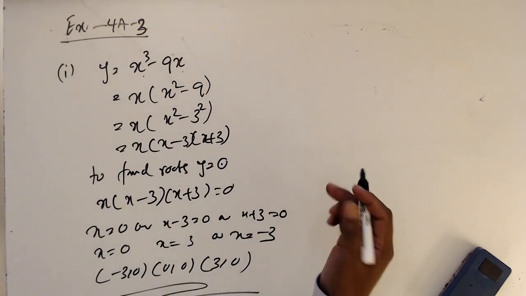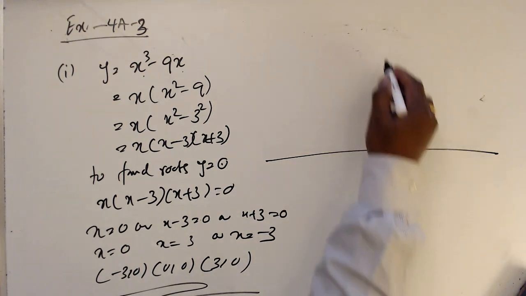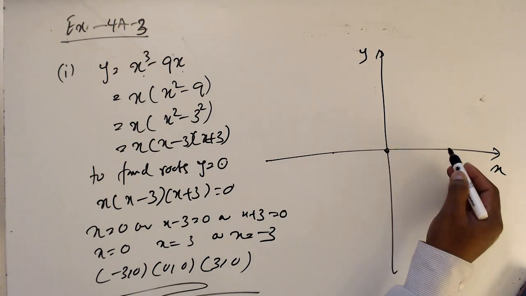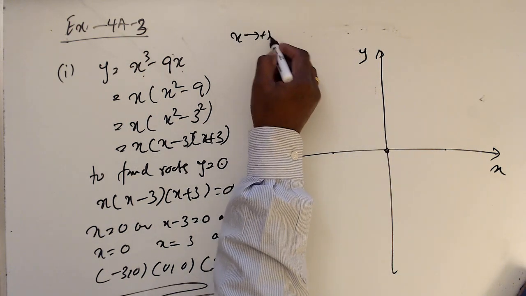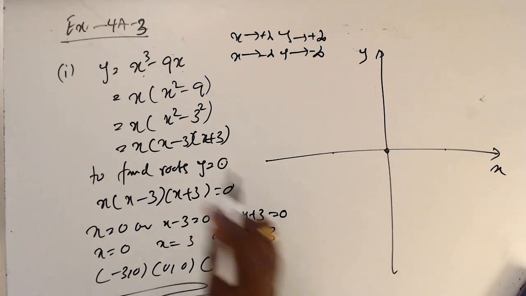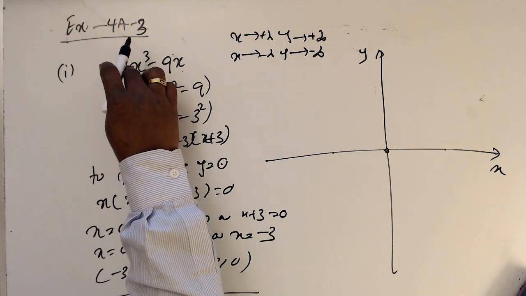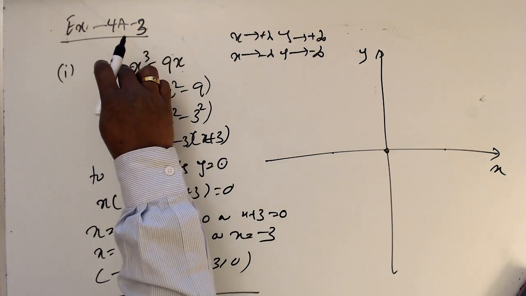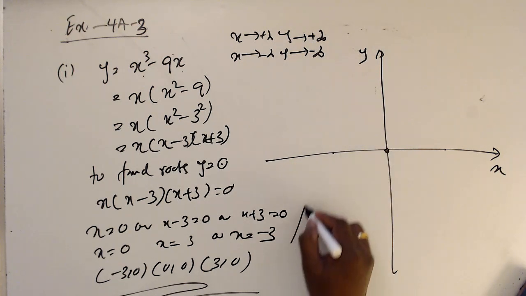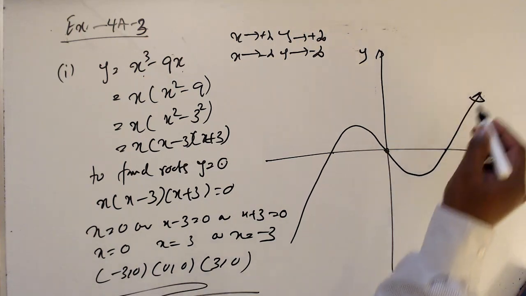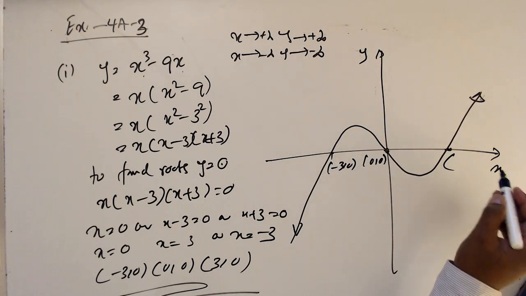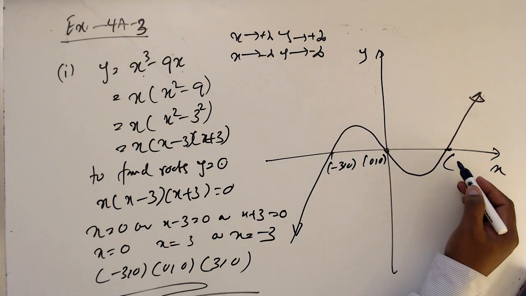And this is a positive coefficient, so the curve passes through (−3, 0), (0, 0) and (3, 0). We also know that as x goes to positive infinity, y goes to positive infinity, and as x goes to negative infinity, y goes to negative infinity, because the coefficient of the cubic term is positive.